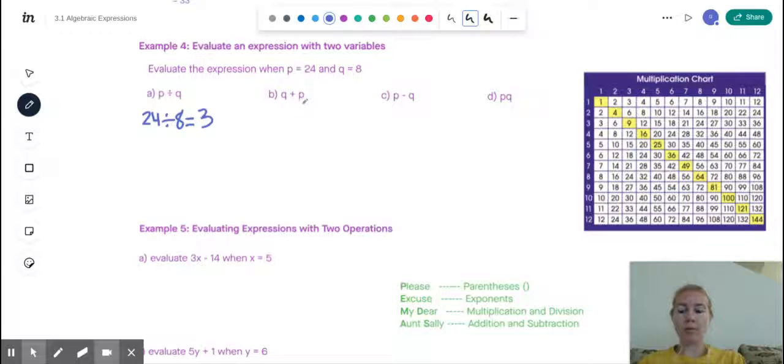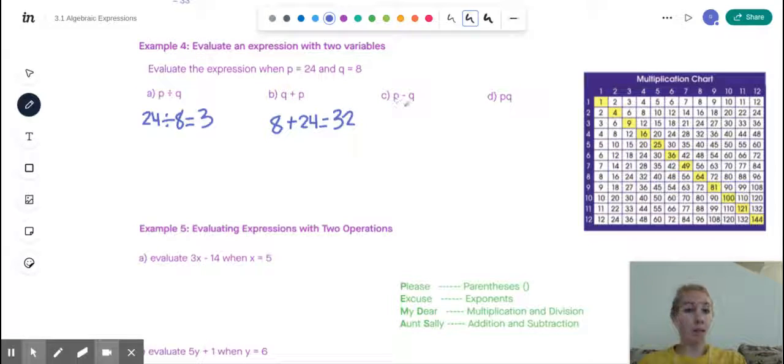B says q plus p. Okay, so I know q equals 8, so I'm going to substitute 8 for q. And then this time we're adding, and I'm going to substitute 24 for p. So now we have 8 plus 24, and I know that's 32. Okay, let's try another one.